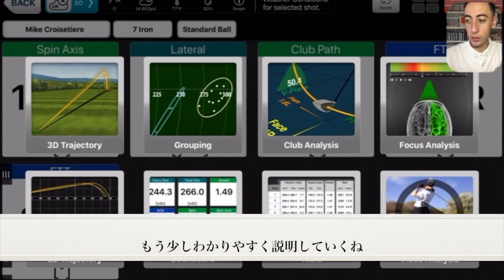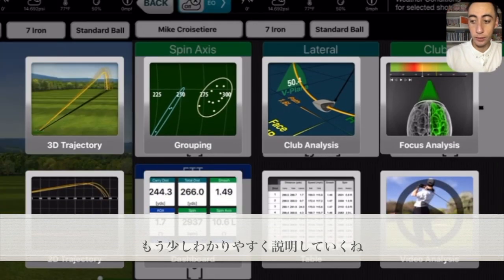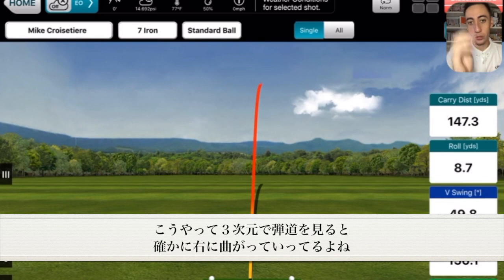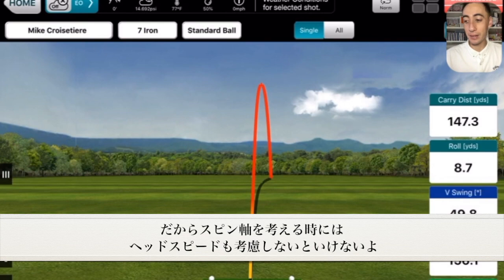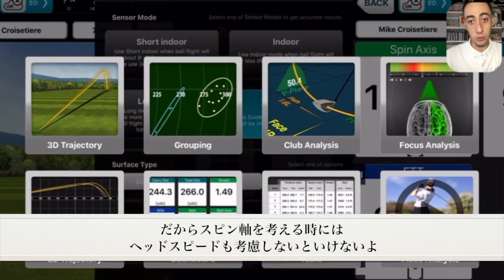That's pretty much spin axis. Let me show you an example of that. We'll go over to 3D trajectory, and you can see the curvature of the golf ball. As you can see, it curves off to the right. Again, the more tilted, the more curvature, and faster club head speeds with more tilting are going to produce much more curvature as well. So that's something to think about when you're thinking about your spin axis.